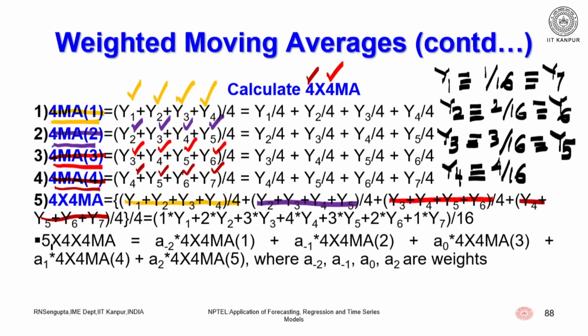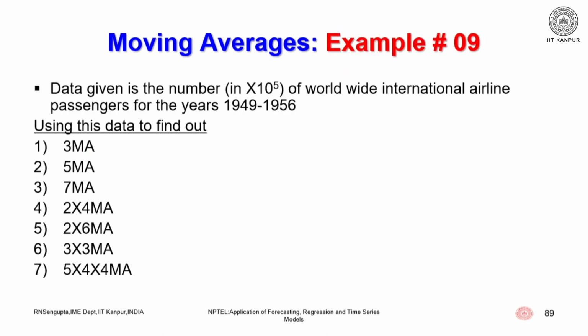So, here we have taken 5 cross 4 cross 4, and the weights are given such that if I add up all the weights, here the weights I have considered as a suffix minus 2, a suffix minus 1, a suffix 0, a suffix plus 1, and a suffix plus 2. So, hence the weightages actually should add up to 1, considering the idea of the moving average is followed. Now, let us do an example, and I will show the diagrams.